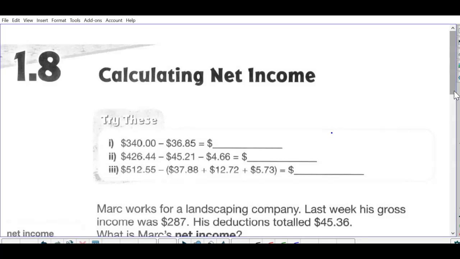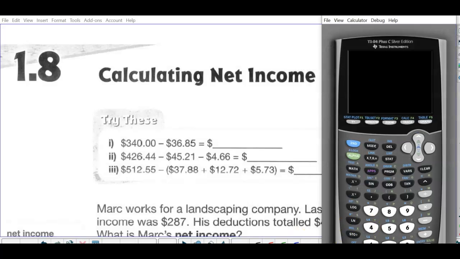So really it involves two types of calculations. The main one is subtraction, so that's not too big of a deal. And then if you do have to calculate the percent of your gross income that goes to each deduction, then you're dealing with percents. Okay, so to try these are all adding and subtracting questions. So you can use your calculator for these.